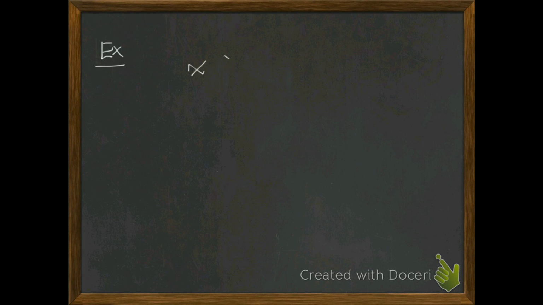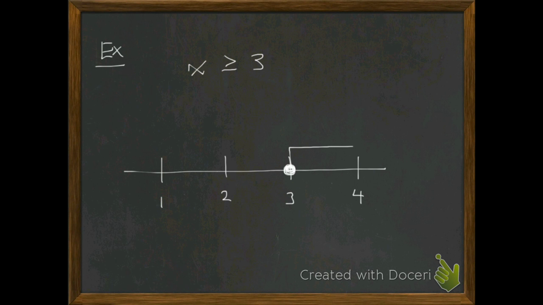So if I say x is greater than or equal to positive 3, what I can do on this number line is bubble this in with a solid line and draw a line to the right of it, telling me that any number in this shaded area, if you want to think about this as being shaded, is part of my solution set.